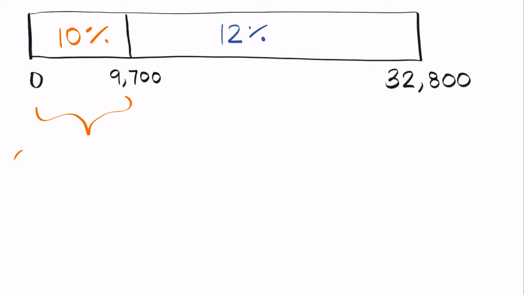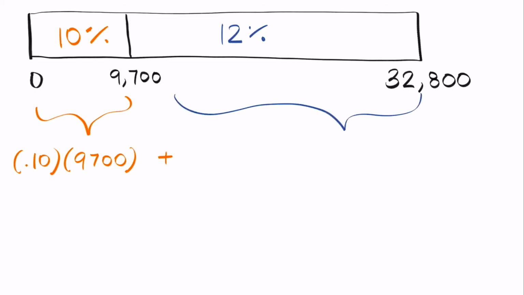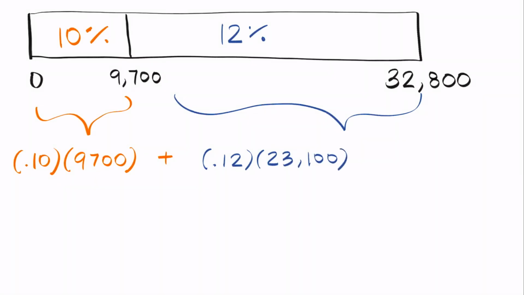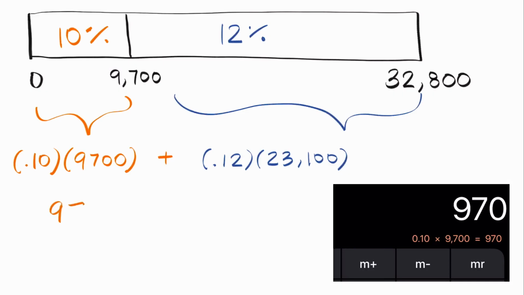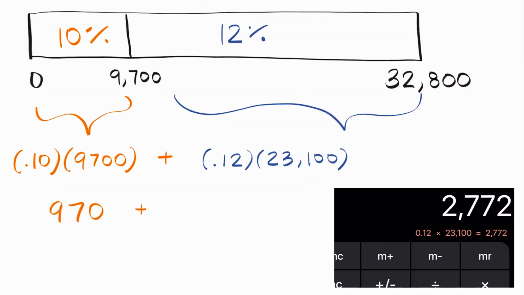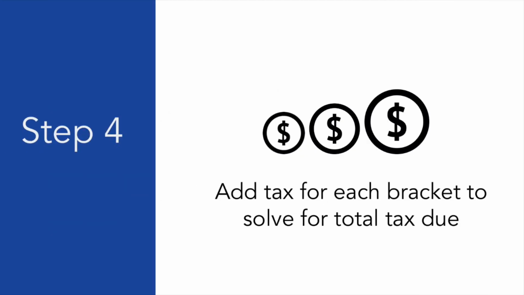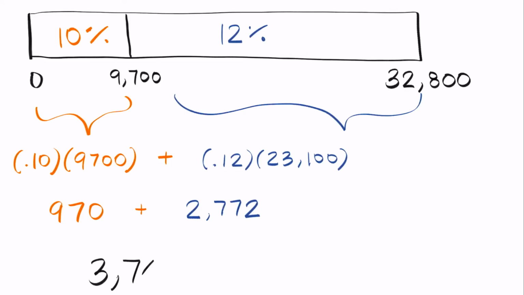10% of this first bracket will be 0.10 as a decimal, times the difference here, so 9,700 minus 0 is just 9,700. Then, for the next bracket, 12% as a decimal is 0.12, times the difference here, so 32,800 minus 9,700 is $23,100. Now it's time to calculate. 0.10 times 9,700 is 970, and 0.12 times 23,100 is 2,772. The last step is to add the taxes for each bracket together, and we get $3,742. This final answer is Elmira's total tax due.